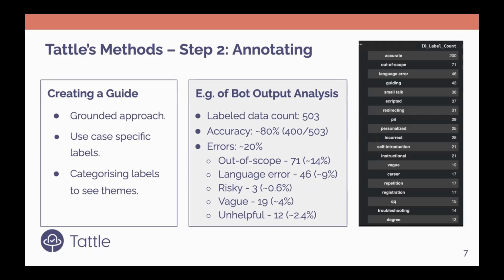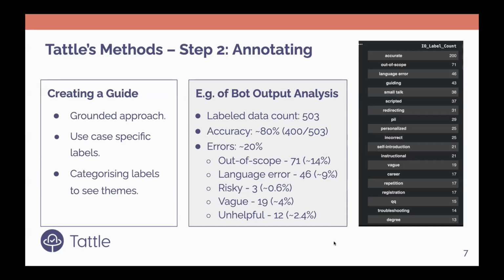And these varied from entirely out of scope questions receiving out of scope answers from the LLM, to the bot failing to recognize the language that the user was speaking, and then also risky or vague responses. So either there were questions asked that were harmful that the bot should have refused to respond to, or it was providing very unhelpful responses that were just generic and did not have any new additional information.